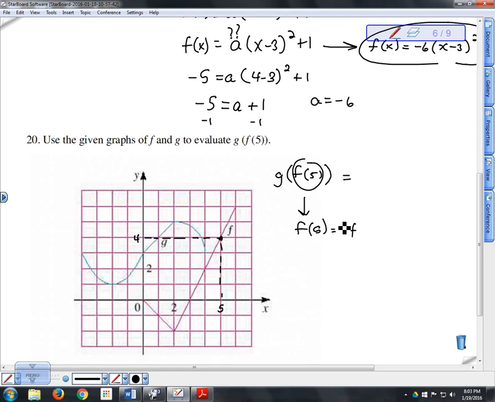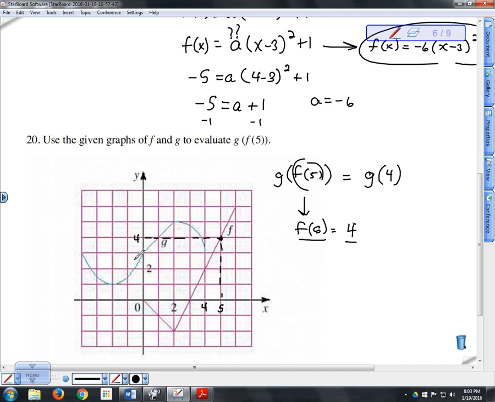4. So now I'm going to make the substitution. If f of 5 is the same thing as 4, I'm going to place that 4 right up in there and find g of 4. So now on the g function, 1, 2, 3, this is 4 on the g function.